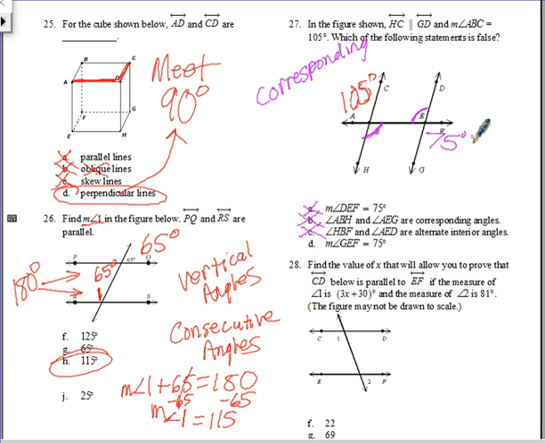If this angle is 75 degrees, then by vertical angles, we know that this has to be 75 degrees. But that can't be true because remember we said that this has to be 105. 105 and 75 are not the same. So we know that number 27 has to be D.